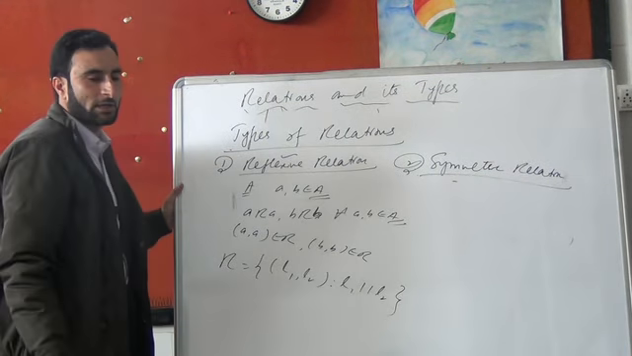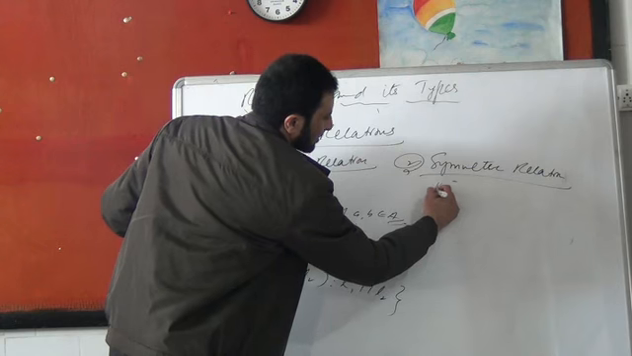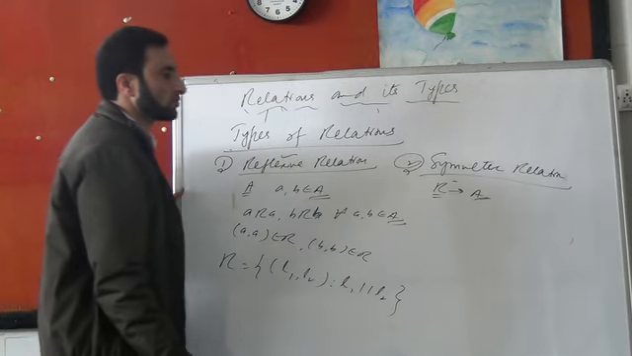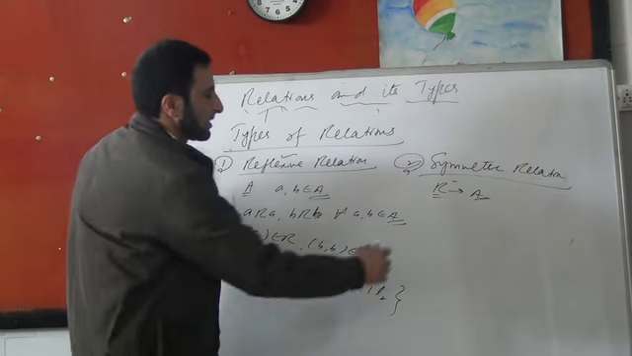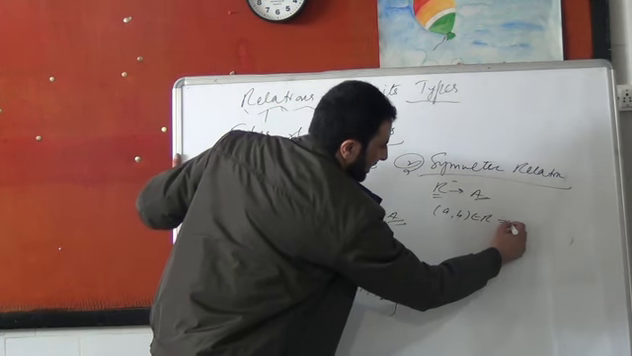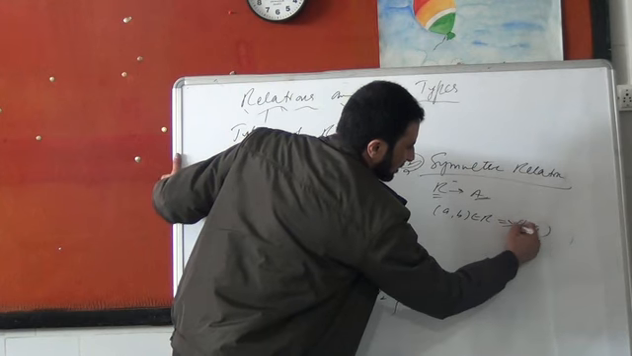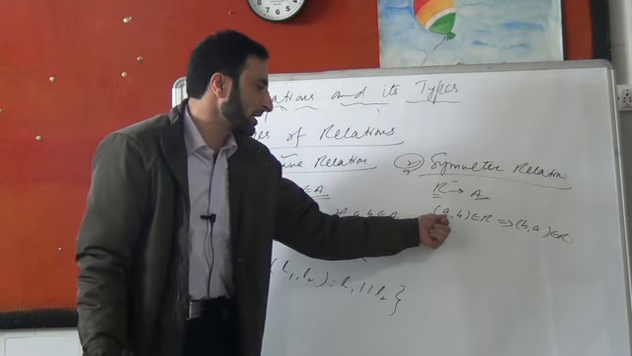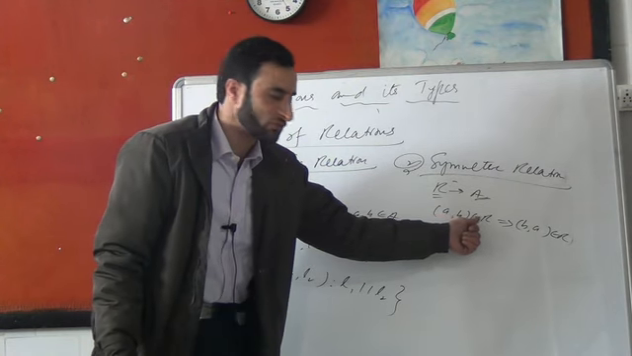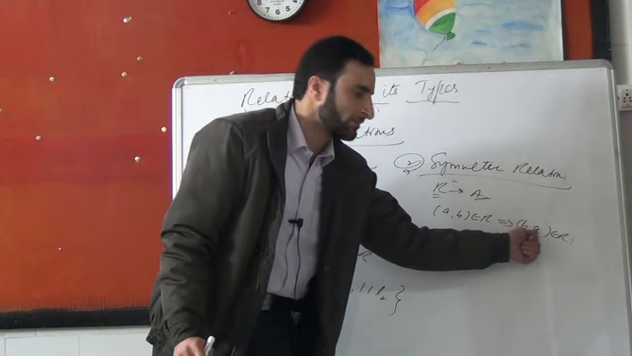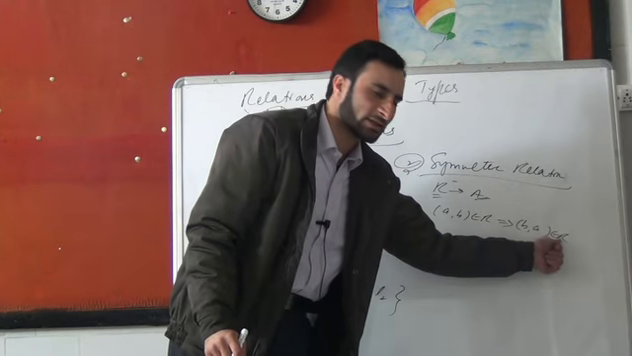So what is a symmetric relation? A relation R on a non-empty set A is said to be a symmetric relation if and only if (a, b) belongs to R implies (b, a) should also belong to R. It means if you have an entry (a, b) in relation R, then there should definitely be an entry (b, a) in the same relation R.